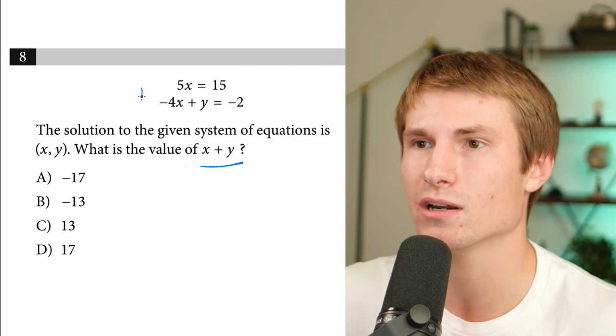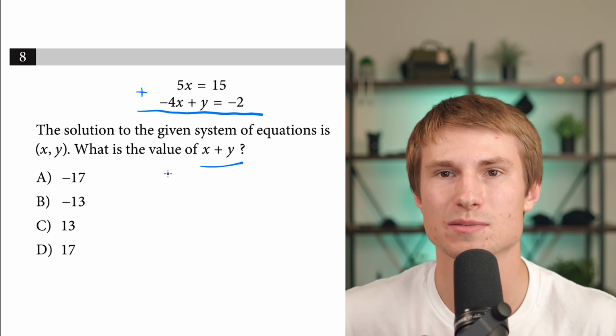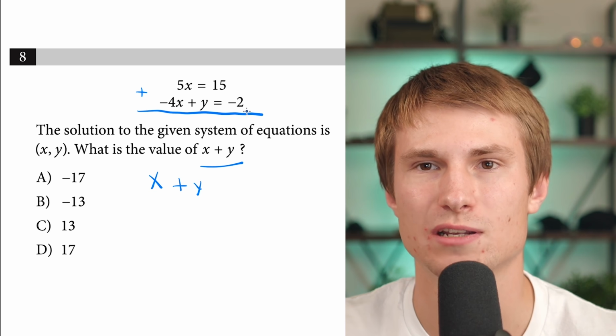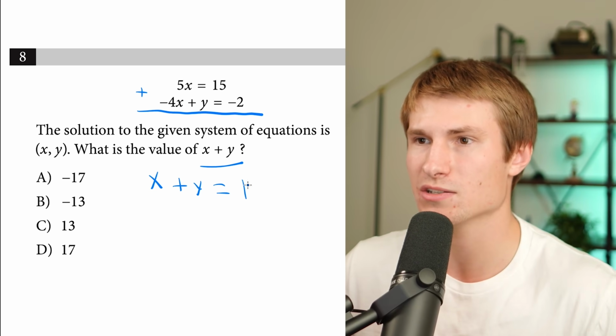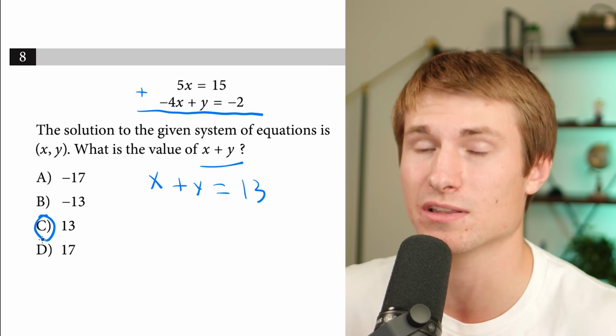So what I'm going to do here is add these equations together, and that's going to give me x plus y, because 5x plus -4x leaves me with x, and then I have plus y, which is going to equal 15 plus -2, which is 15 minus 2, which is equal to 13. So our answer there is C, and we don't have to solve for x and y because we were able to get the value of x plus y.